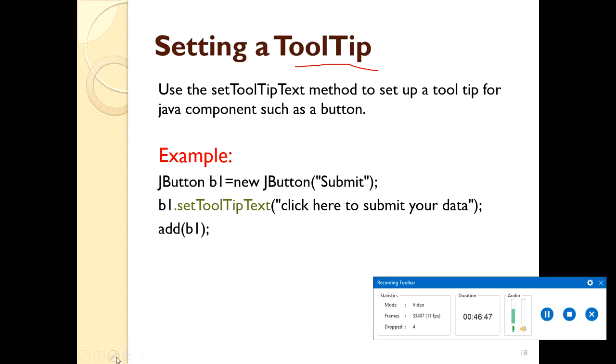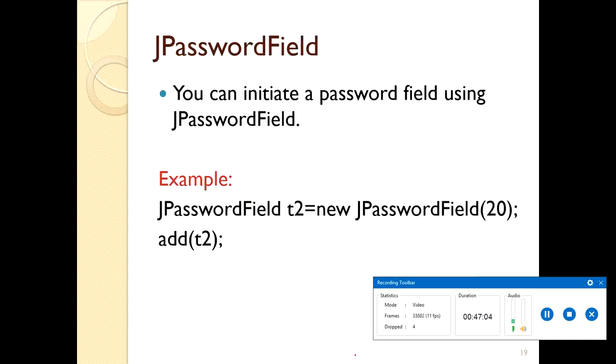So how to add it? For example, if you want to add it to a button, b1.setToolTipText, and whatever you want the information to be given to the user, you need to put it inside as a string.